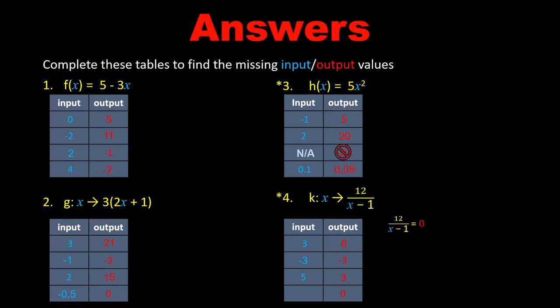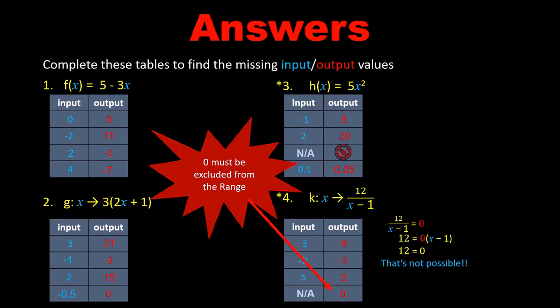Again, let's rearrange that function to find out what x is. Take the denominator across to the other side and multiply. If I multiply that out, however, I get 0. How can 12 possibly be equal to 0? That's not possible. I can't possibly get an output value of 0 from this function. Therefore, 0 must be excluded from the range of output values for function k.